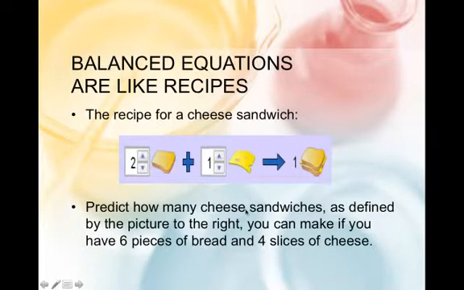So, if you were to predict how many cheese sandwiches, as defined by the picture to the right, that you can make if you have 6 pieces of bread and 4 slices of cheese, okay? So, I've got 6 pieces of bread. Well, I need 2 in order to make a sandwich, right? So 6 divided by 2 is 3. But I got 4 slices of cheese. But I only need 3 because the 3 sandwiches require 3 slices of cheese. So we wind up with 3 sandwiches is all we can make. And we're going to have a piece of cheese left over.